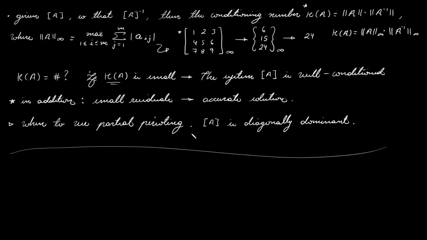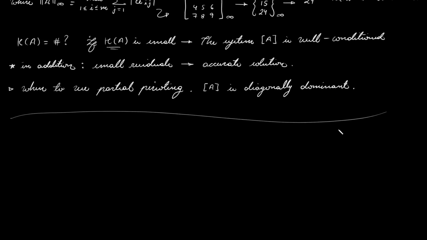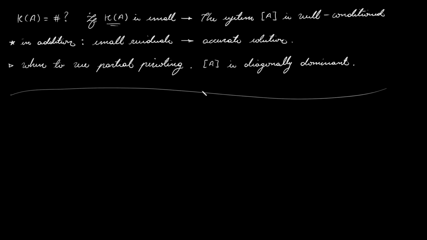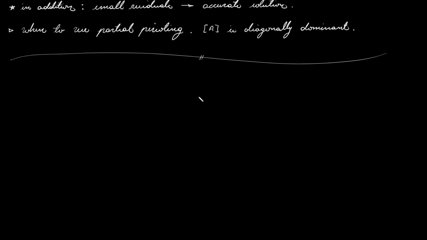It's also important to know when to use partial pivoting, and the way we answer whether we have to use partial pivoting or not is by looking at matrix A again, or the system, and deciding whether it is diagonally dominant or not based on the diagonal dominance check. So I am going to move to the next part of the direct method.